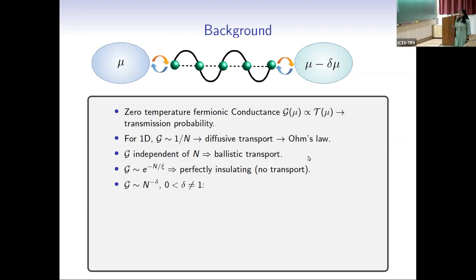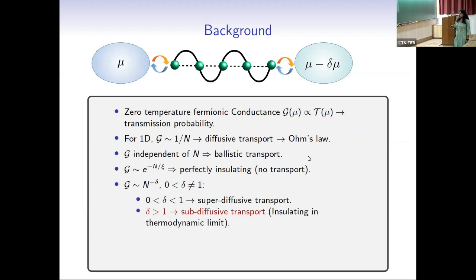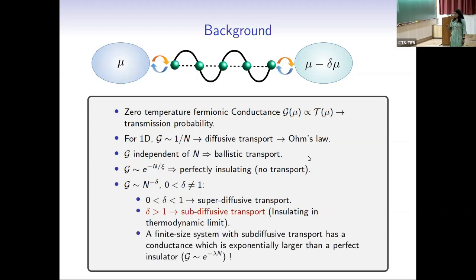And then G can follow a power law decay like n to the minus delta. If delta is between 0 and 1, this is known as superdiffusive transport. When delta is greater than 1, this is the subdiffusive transport, and delta equal to 1 is obviously the diffusive limit. Delta greater than 1 and the exponentially decaying case both show insulating behavior in the thermodynamic limit. But for a finite size system, the conductance in subdiffusive transport is exponentially larger than in the perfectly insulating case. That's why subdiffusive transport is advantageous when we look at small systems.